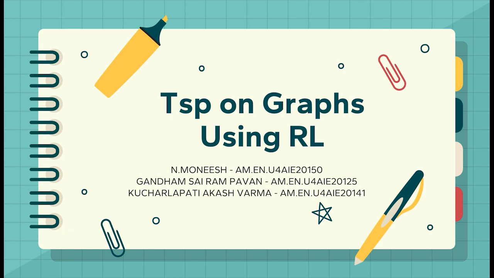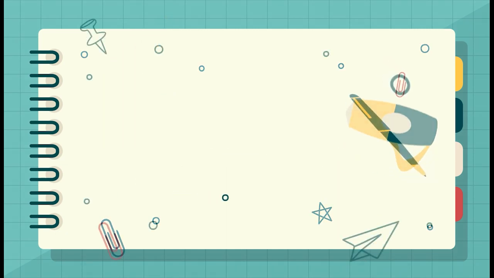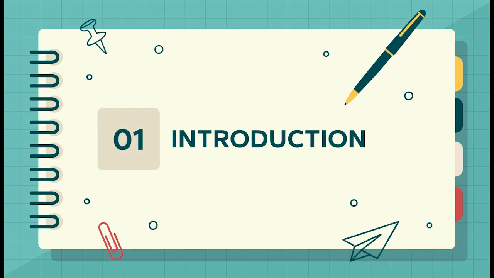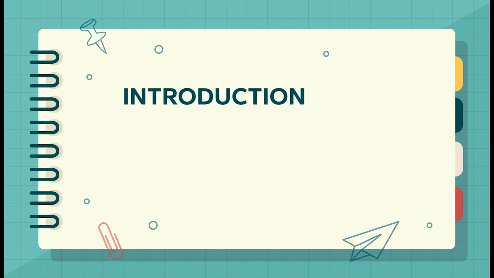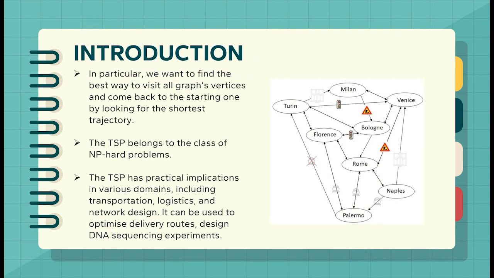Coming to the introduction part, the first thing which comes into our mind is what is the traveling salesman problem. Here, we have to find the best way to visit all the graph nodes and come back to the starting point in the shortest trajectory or shortest route. This is the main objective of the traveling salesman problem.